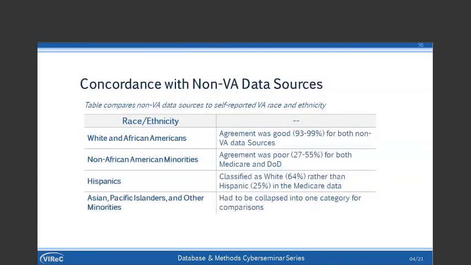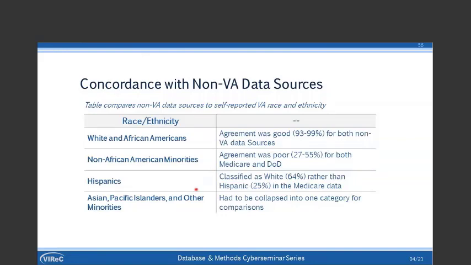They also compared the concordance between the VA and non-VA data sources. And again, this is another result that holds time and time again when we look at the data. The agreement is generally very good for white and African American groups. But as soon as you look at non-African American minorities, the agreement is poor. So this would be Hispanic, Asian, et cetera.